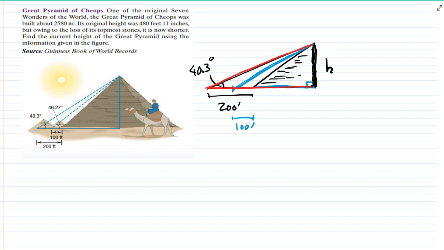Now, in these 2 triangles, let's do the red one. I can do tangent of 46.27 degrees. Right, 46.27 degrees, that's this one. That's the measure of the angle, 46.27 degrees. Okay, so we can do tangent of that.